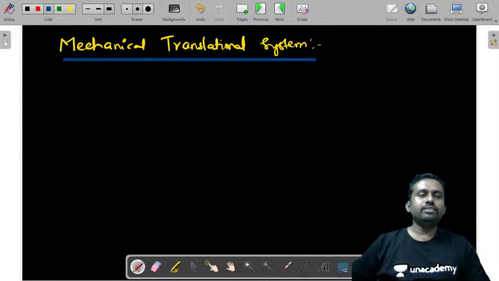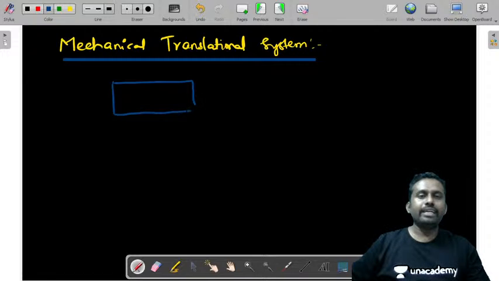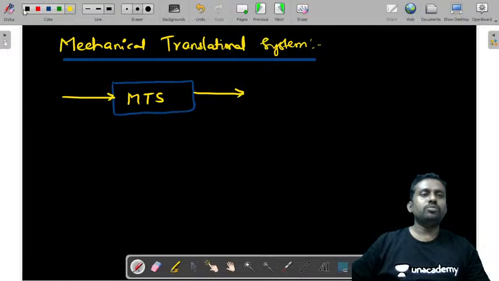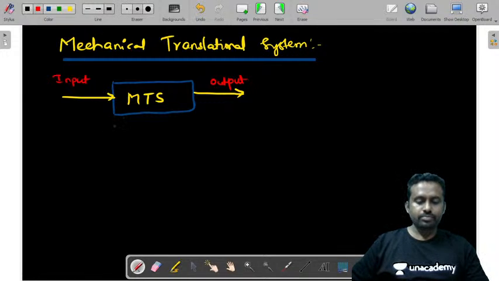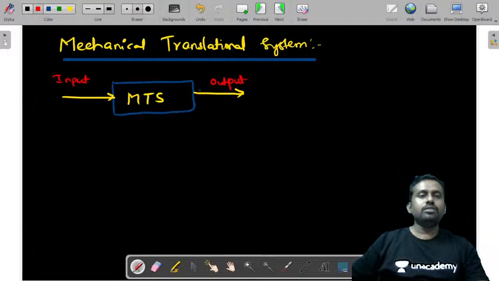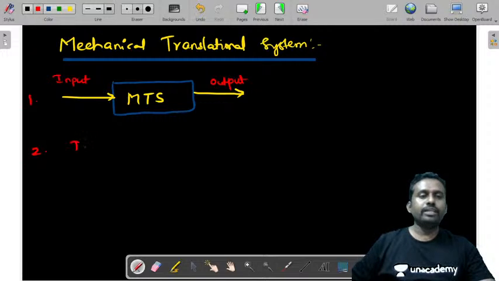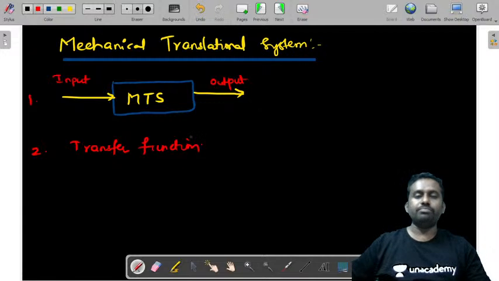What are the equations governing this? What are the elements of this? As I told you, for a mechanical translational system, you need to first know what is the input and what is the output of the system. So then you will define what is the transfer function of the system.